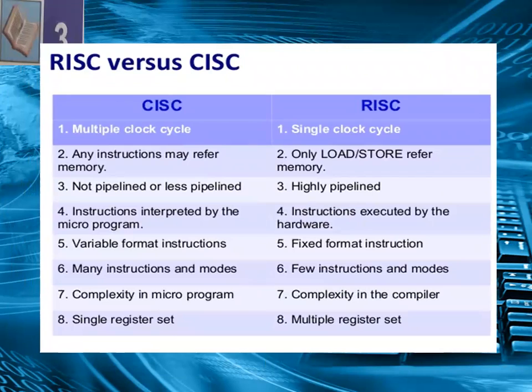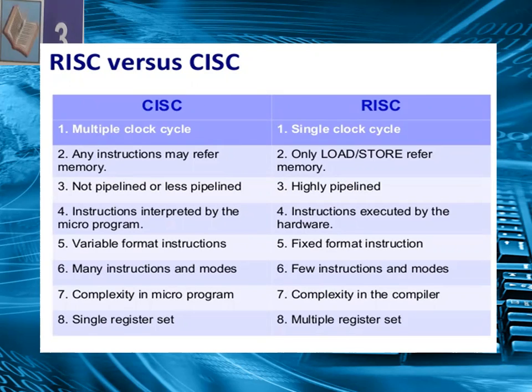RISC versus CISC. CISC uses multiple clock cycles, and RISC has a single clock cycle. In CISC, any instruction may refer to memory. In RISC, only load and store refer to memory. CISC architecture is not pipelined or less pipelined, and RISC architecture is highly pipelined. In CISC architecture, instructions are interpreted by the microprogram. In RISC, instructions are executed by the hardware.